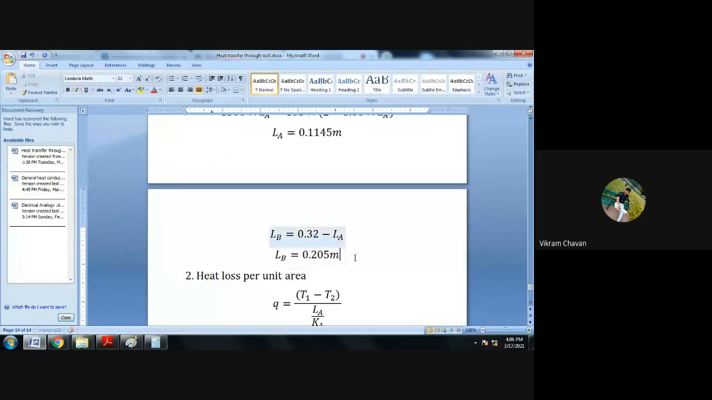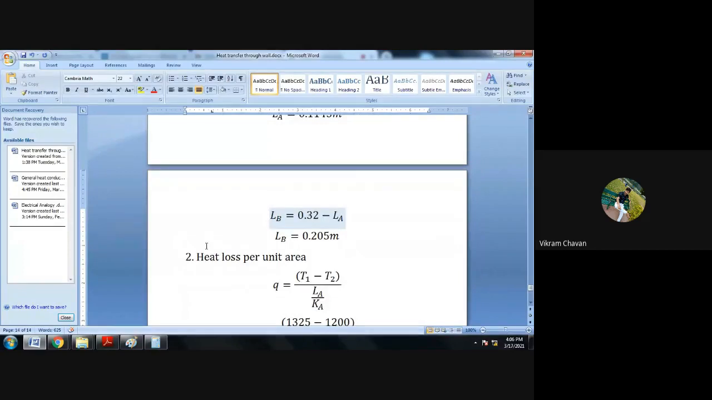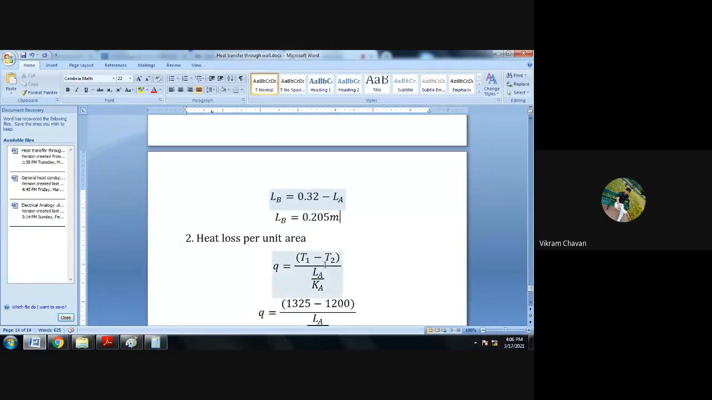Now next, the second unknown: we have to determine the heat loss per unit area. That is nothing but the heat flux. For the heat flux we have to consider this formula. You can consider the complete wall, or you can consider one single wall and apply Fourier's law for that particular wall. You will get a similar kind of answer, no issue.